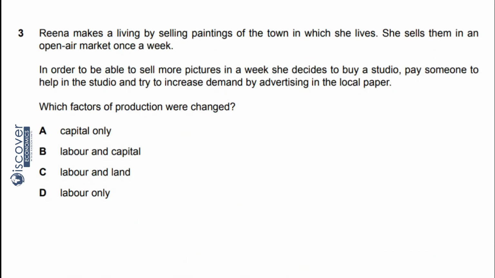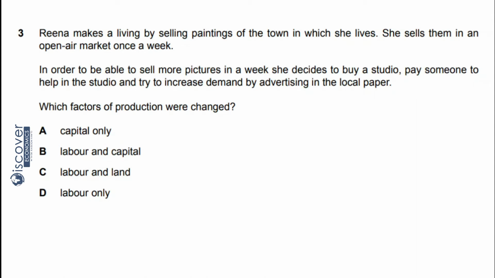Now come to question number 3. Reena makes a living by selling paintings of the town in which she lives. Now imagine Reena is a girl, she is making paintings and she is going to sell them in the area where she is residing. She sells them in an open air market once a week. So she is going to have an exhibition once a week and she is going to sell her paintings over there. Now what is the scene?